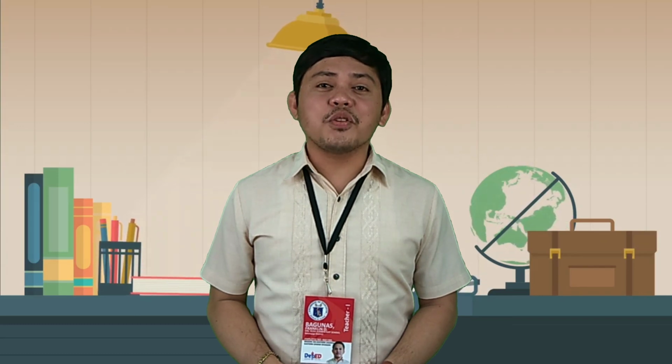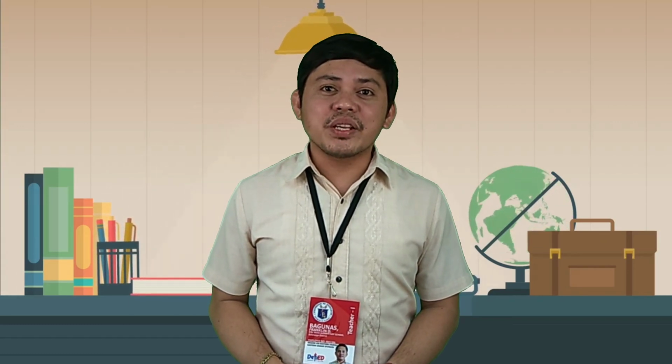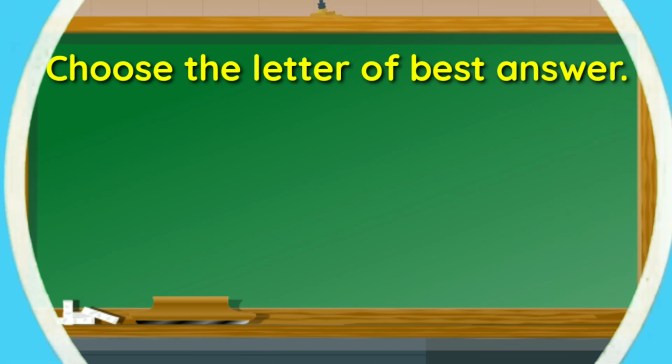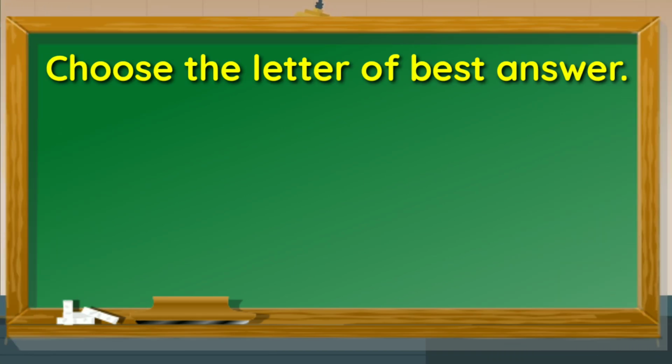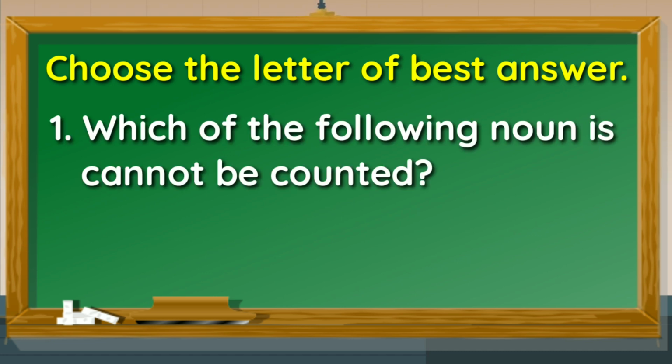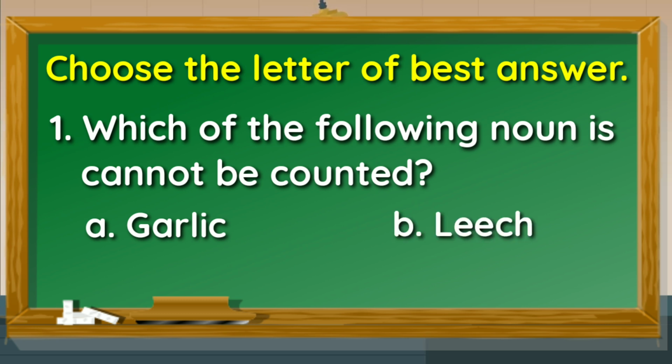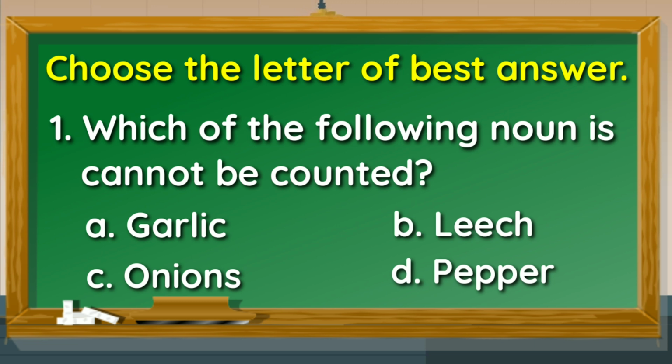Now let's try to check if you understand the topic by answering this activity. Choose the letter of the best answer. You may write your answers in your notebook. Item number 1. Which of the following nouns cannot be counted? A. Garlic, B. Leech, C. Onions, D. Pepper. The answer for number 1 is letter D.